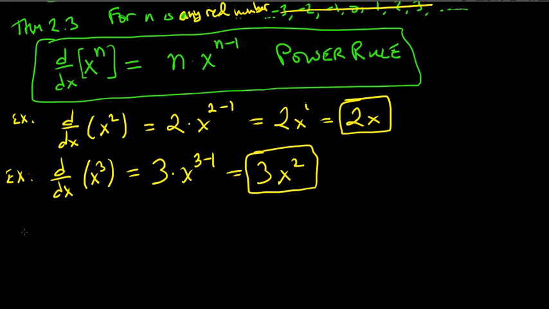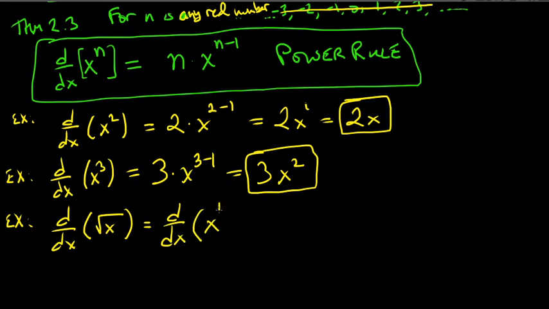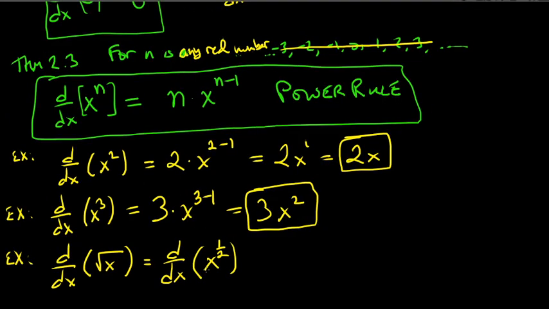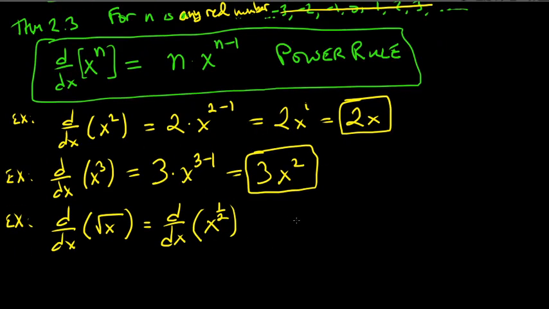Now let's do a few more. Let's make them a little bit harder. How about the derivative of the square root of x? This is one I think we also did in the last video, again using the definition. But here we're going to use the power rule. Hopefully you remember that the square root of x is also x to the power 1/2. So here n is 1/2. Remember, n does not have to be an integer. It can be a fraction or a decimal or any real number.